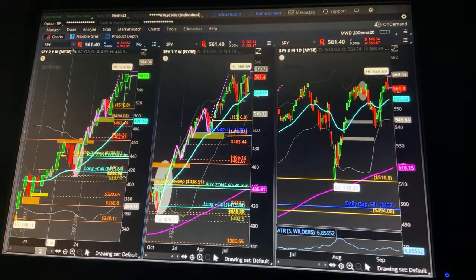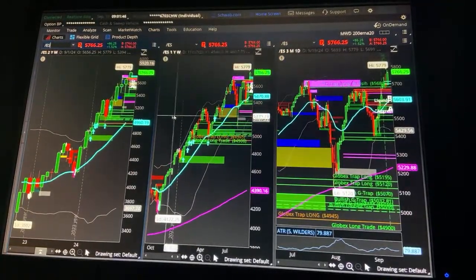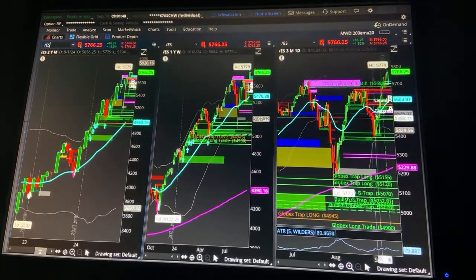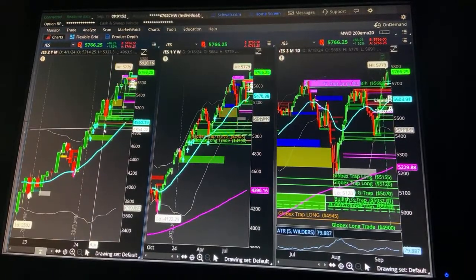learn how to trade professionally. S&P futures. Okay, darker background, switch over here. I've got monthly on the left, weekly in the middle, daily on the right. Monthly, weekly, daily. And if I just look at this monthly time frame here on the right, which is the biggest time frame, my favorite time frame on the planet.